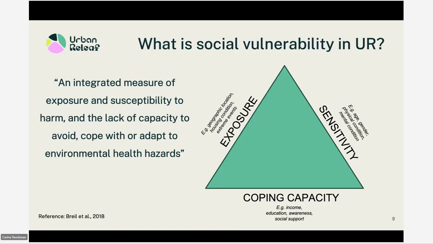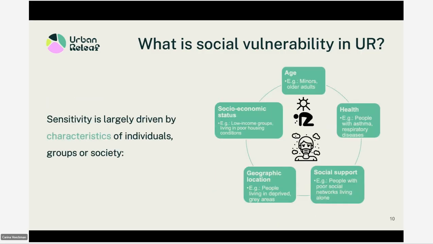So it's the combination of being exposed to a certain harm, then your coping capacity, either to avoid, cope with, or adapt to it. And then the outcome is your sensitivity, so your welfare loss related to this particular environmental health hazard. And social vulnerability is mostly related to characteristics of an individual, a group, or society. For instance, it may be related to your age, your socioeconomic status, where you live, your social support, and your health. So in time, everyone might be socially vulnerable, depending on where you live.